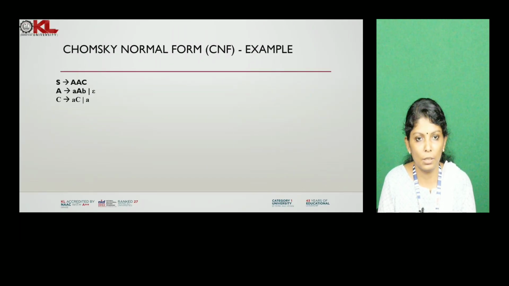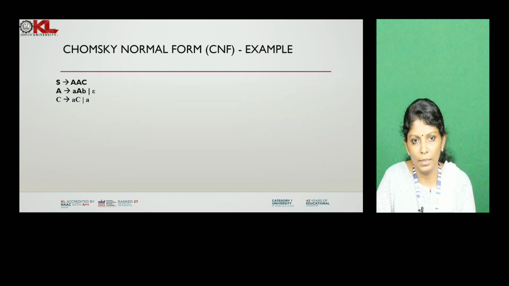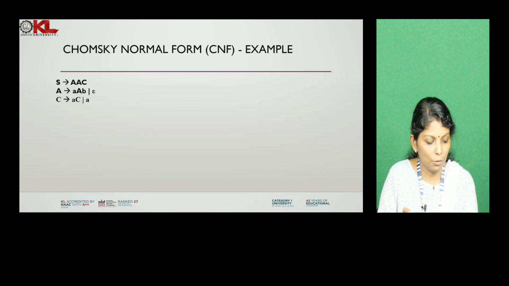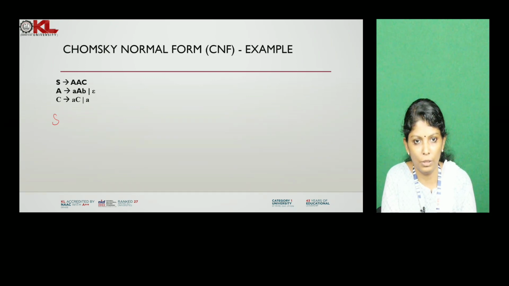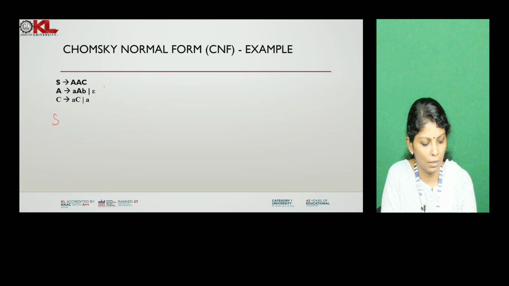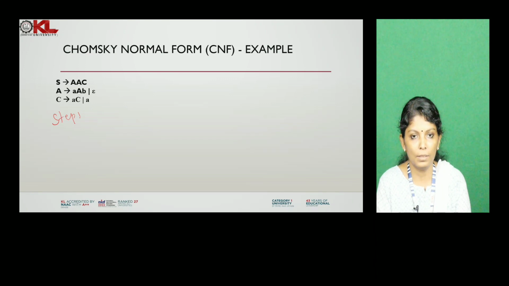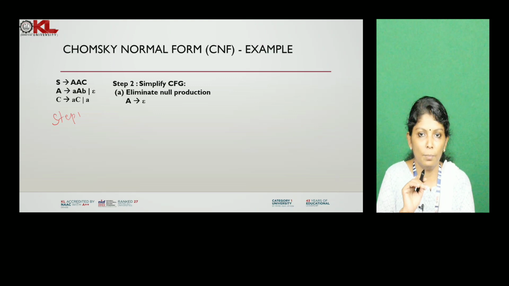This is a CFG given: A gives AAC, A gives small a, AB, epsilon, C gives AC or A. So the first step is we have to check whether there is any start symbol on the right hand side of any of these productions. We can see that there is no S on the right hand side. So in step 1 we need not do anything here because we don't have the S on the right hand side. Then in the second step, we have to simplify the CFG.